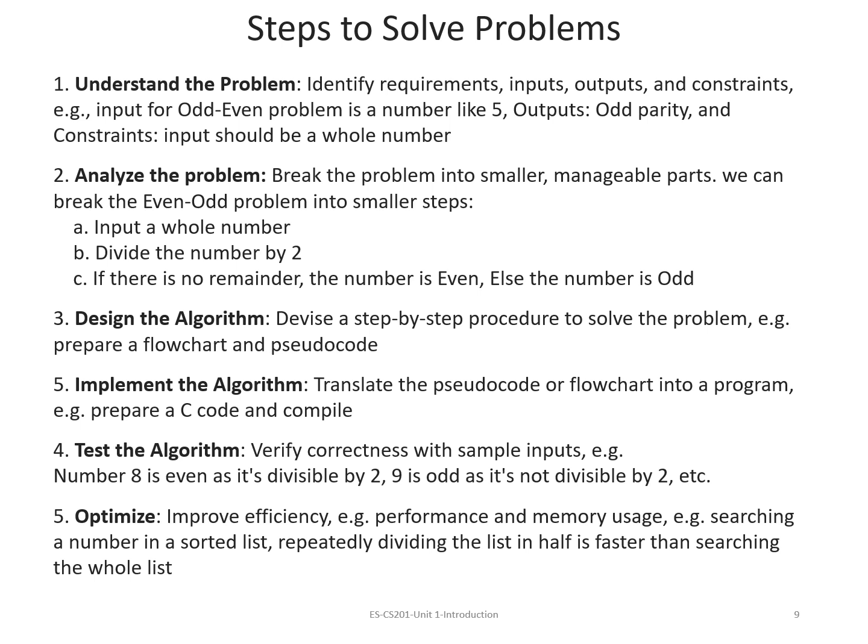5. Optimize. If necessary, improve efficiency in terms of performance and memory usage. For searching a number in a sorted list, repeatedly dividing the list in half will be faster than searching the whole list. Odd-even parity check problem is simple and already optimized, however, time can be saved by hardware implementation in communications systems and memory controllers.